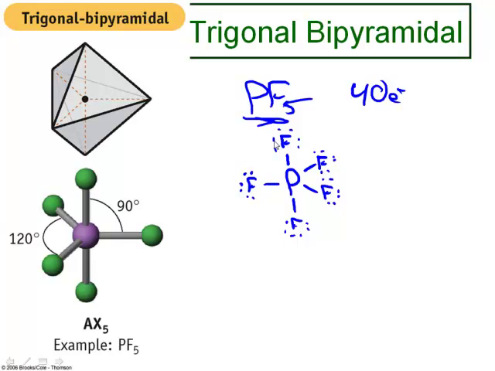Now, here's what's kind of strange about this one. What do you guys notice about the bond angles? They're not all the same, okay? This is sort of like 2 shapes rolled into one. This is kind of strange, okay?